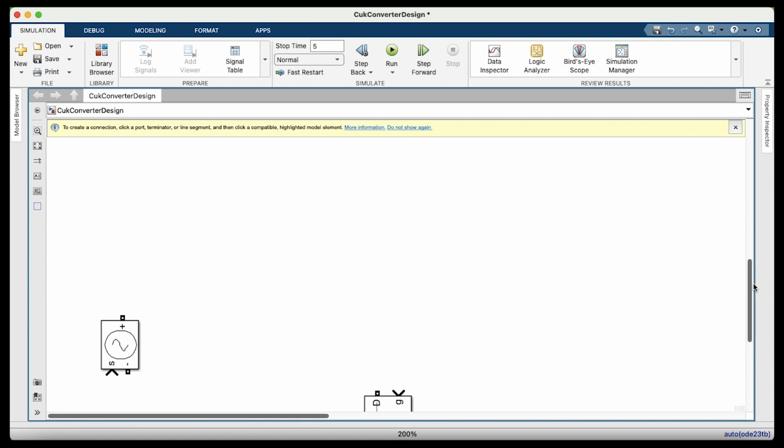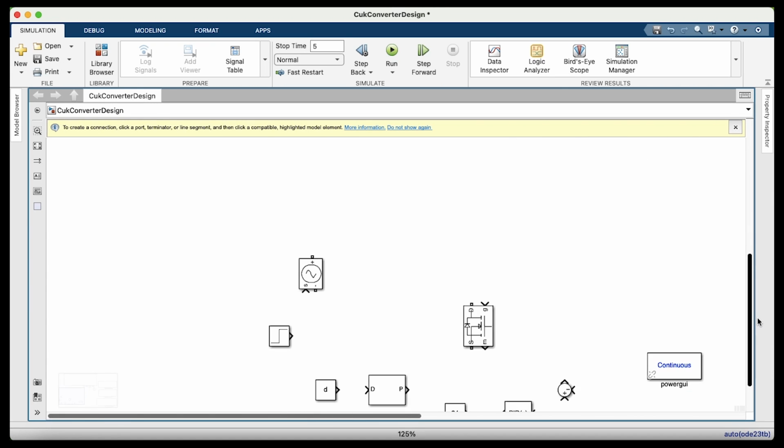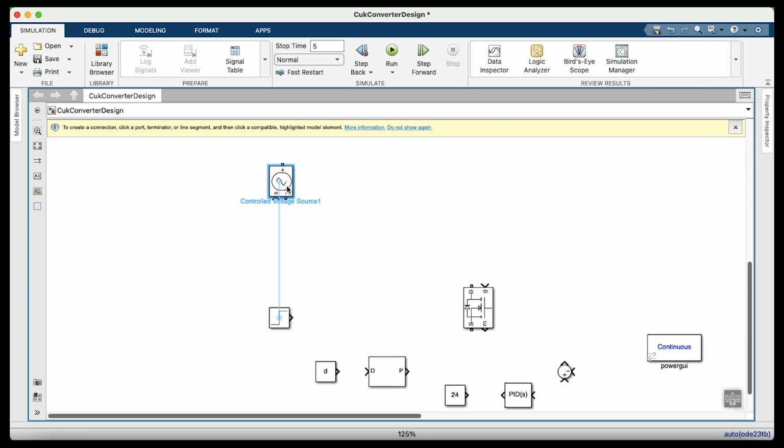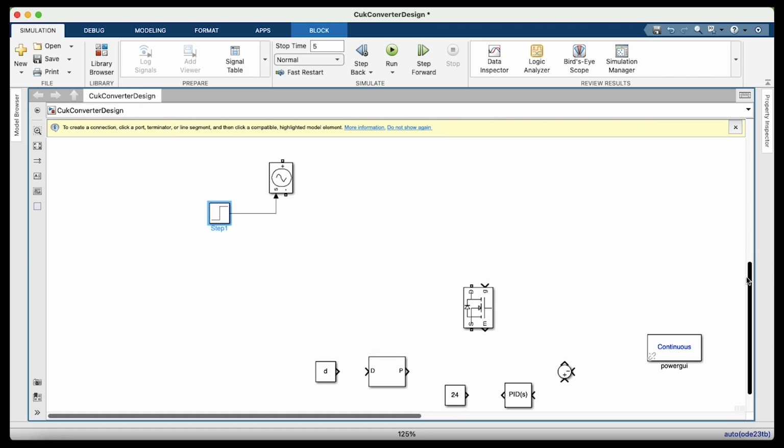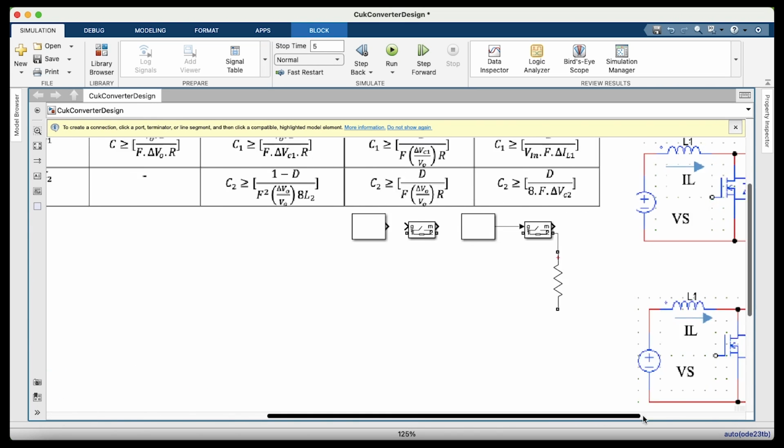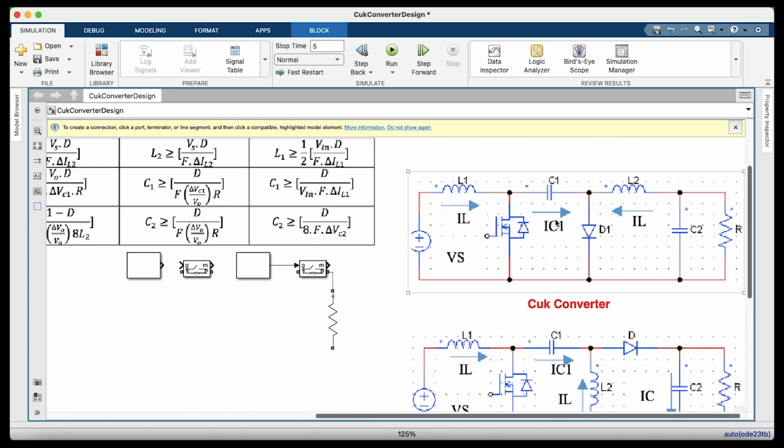First we create the input supply. For the input supply, I choose a voltage source, and the input voltage I mentioned in my simulation is 12 volt. So here is 12, and the final value is also 12. Step time I take as 0, then apply. Now look at the Cuk converter circuit model. It has two inductances, two capacitances, one MOSFET or IGBT as the switch, and another one is a diode.